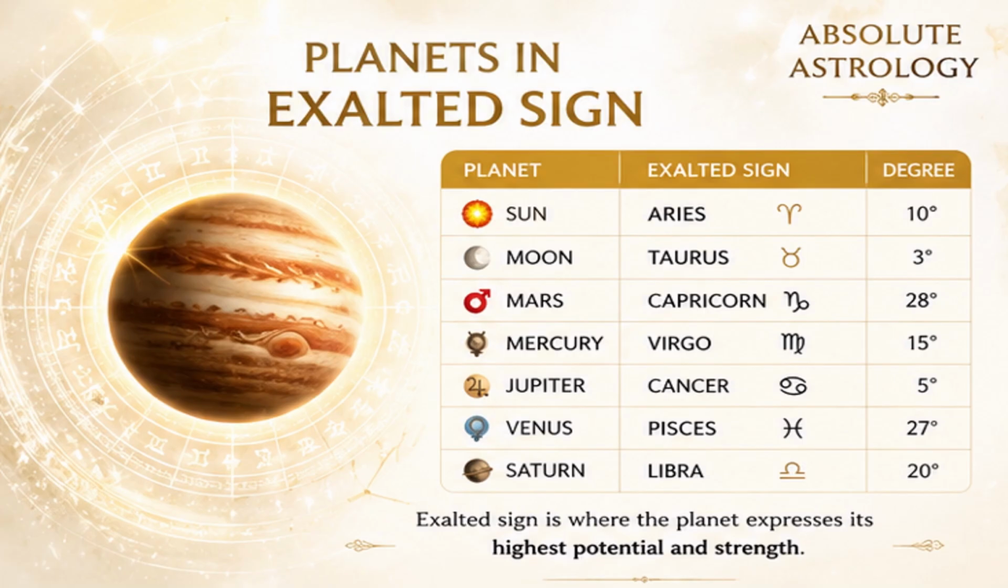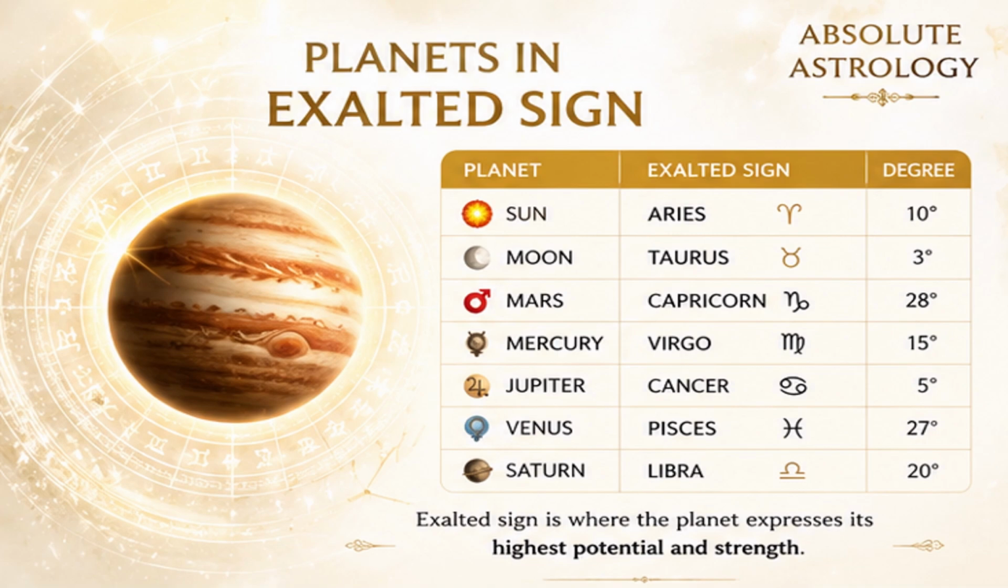Suppose, for example, any planet is debilitated in the chart. But if you see that the Sun is exalted in Aries, Moon is exalted in Taurus, Mars is exalted in Capricorn, Mercury is exalted in Virgo, Jupiter is exalted in Cancer, Venus is exalted in Pisces, and Saturn is exalted in Libra. The degree is also the same. And the interesting part is that the degree in which the planets get debilitated is the same degree in which the planets get exalted, provided they are in the Mula Trikona or the exalted signs.